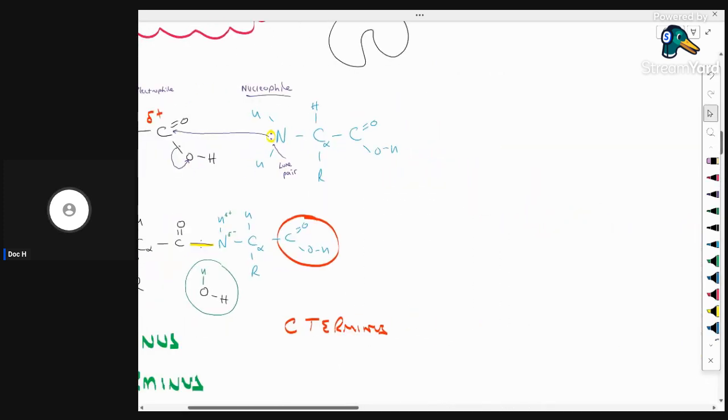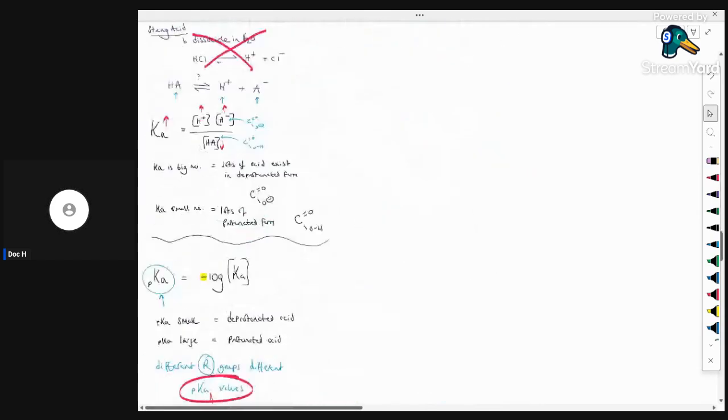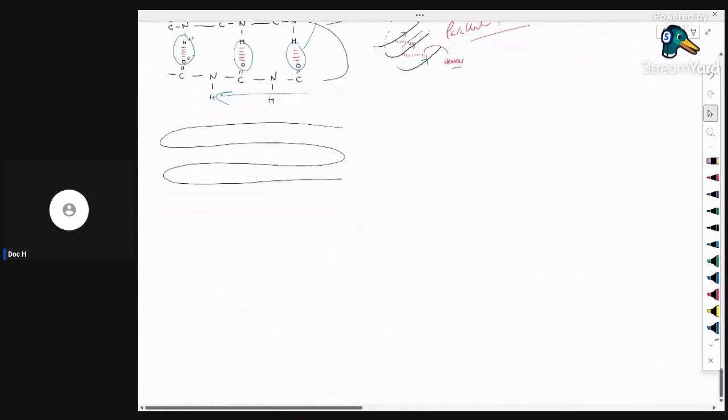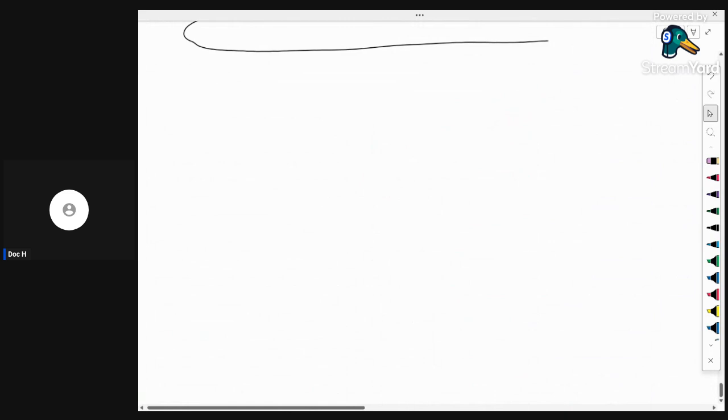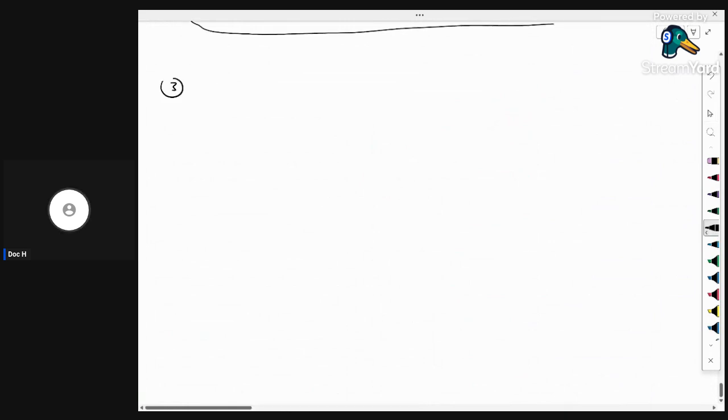Okay, right. I'm going to stop that there in terms of secondary structure. On to tertiary structure.